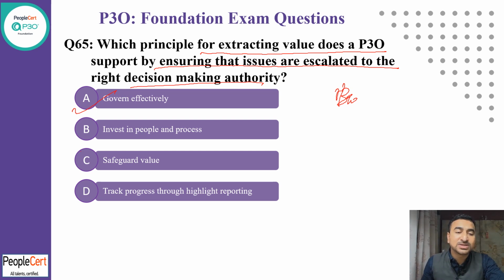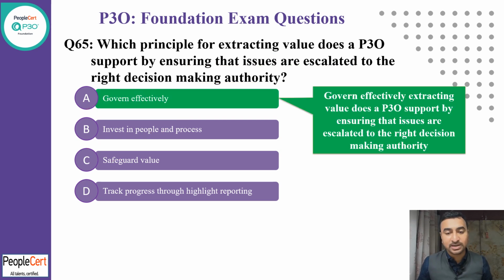Invest in people and process is not related to the escalation. Safeguarding value is again not related to the question. So A seems to be the correct answer. Yes, that seems to be the correct answer: govern effectively, extracting value, does support by ensuring that issues are escalated to the right decision maker and the authority.